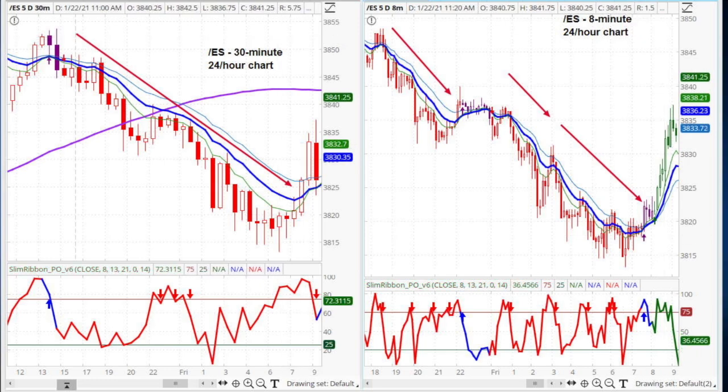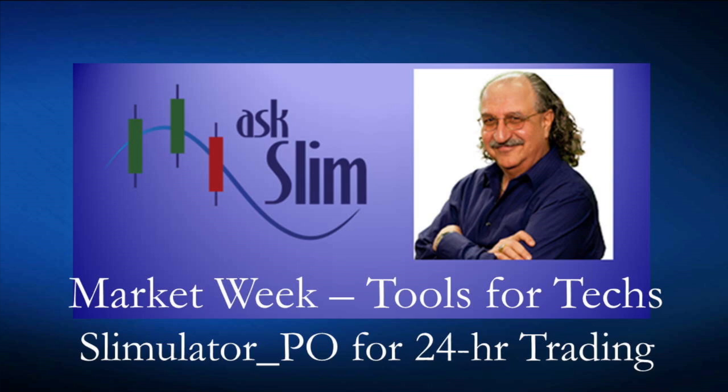So that's a look at tools for techs for this week, and I hope that was extremely valuable to you, as again, momentum is king, and you want to catch the big impulses when you look at that.